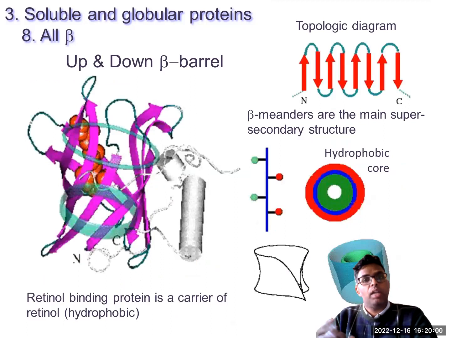Now the second one is all-beta protein. As I told you, all-beta protein is beta, beta, beta: beta, then loop, beta, then loop, beta, then loop. It also has the possibility of up-and-down beta barrels and beta meanders. I also told you what a beta meander is, and what a Greek key is. We go through these types of things, and I have a human superfamily structure. It also has a hydrophobic core. Such a structure looks like up-and-down beta barrels.